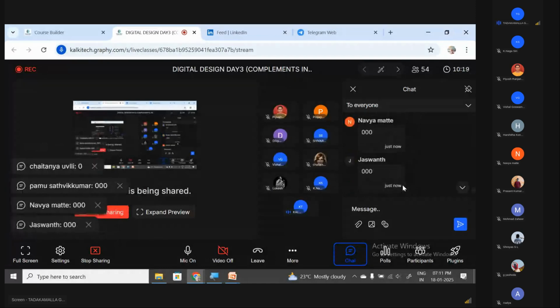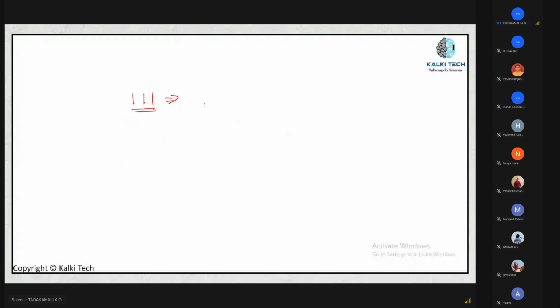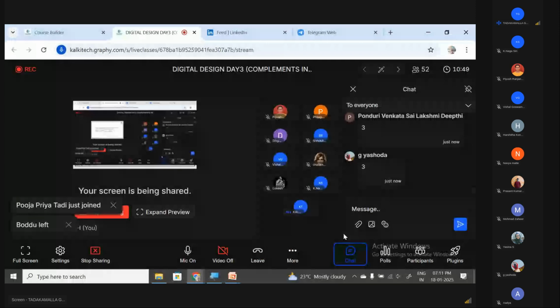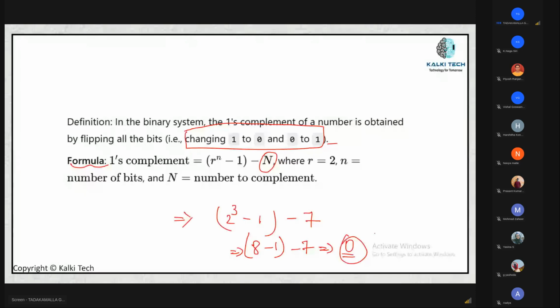And if you want to use this particular formula, this is 7, right? So if you want to use this formula, what can we do? R is the base, which is 2. And how many bits are required to represent this number 7? 3. So 2 power 3, that is 8, minus 1 minus 7, which is nothing but 0. Okay. You can either use this formula or use the flipping method.